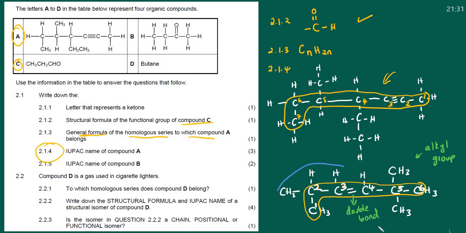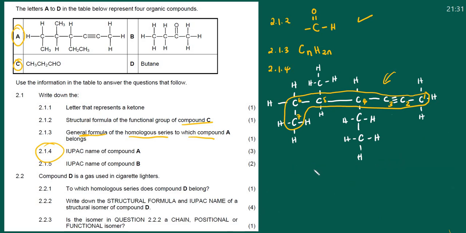That is how we would number that, and that will enable us to name the compound. When we name the compound, remember, the substituents are regarded as the prefix. So we start with them. This one here is a methyl because it has one carbon atom. This one here is an ethyl because it has two carbon atoms.